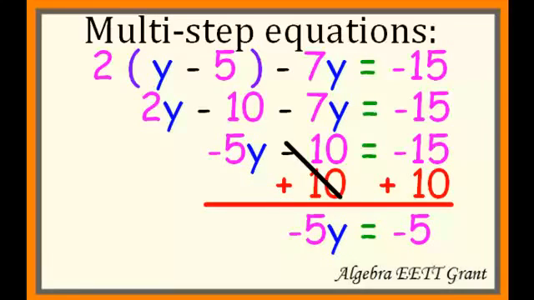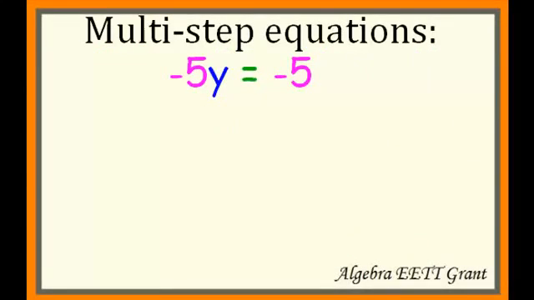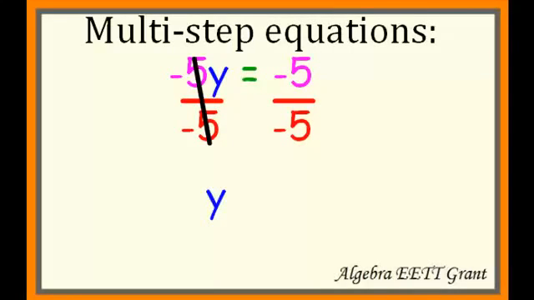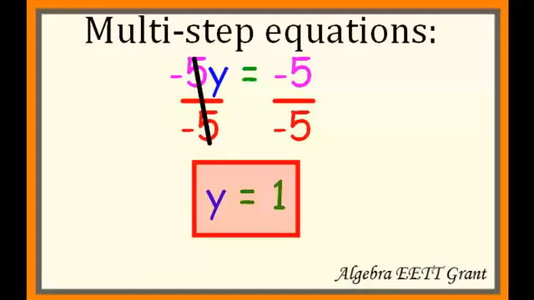Now, how do we deal with the negative 5y equals negative 5? Well, it's multiplied by negative 5, so to divide that off, we divide both sides by negative 5. So on the left side, it cancels off, and you're going to get y equals, and negative 5 divided by negative 5, well, that's 1. That is our solution for this multi-step equation.